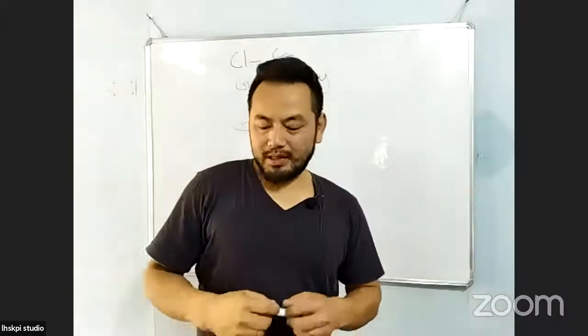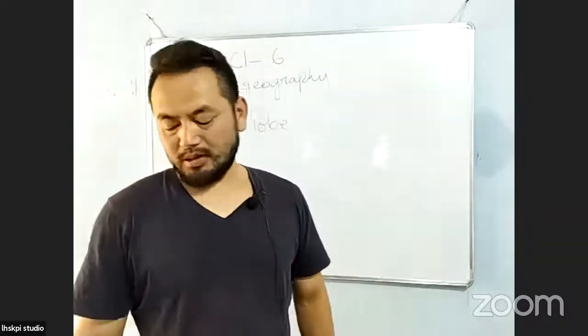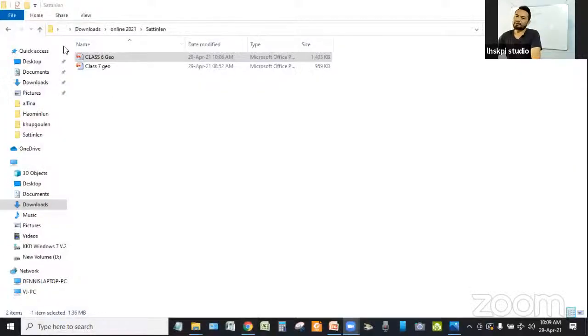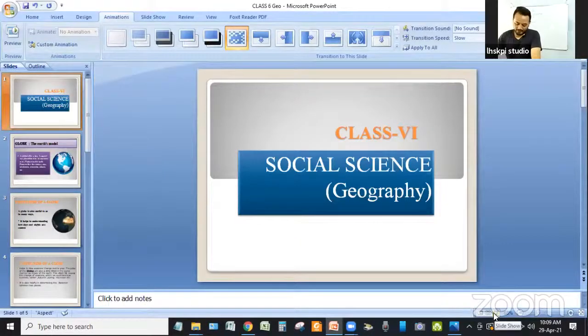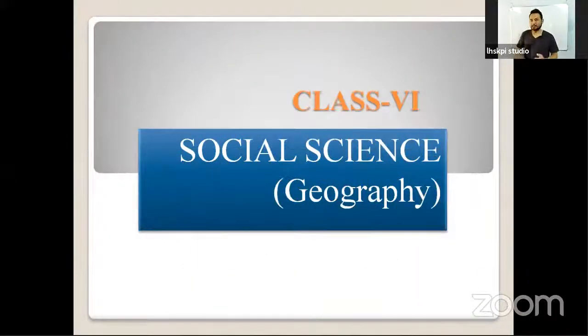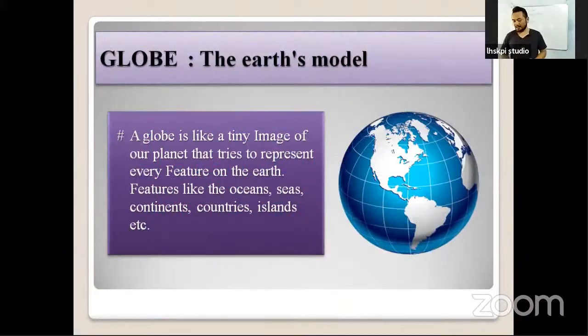A globe is a tiny image of a planet that represents every feature on the earth. Features like oceans, continents, islands, seas, countries, etc. This globe is also helpful in many ways.